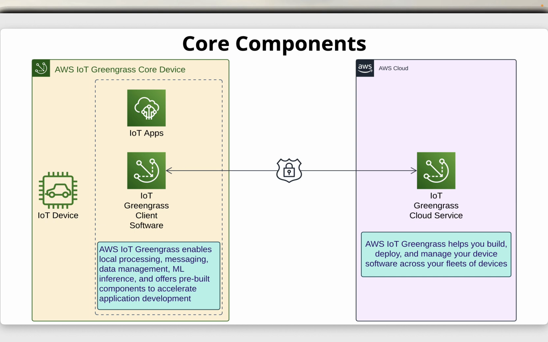So core components. So this is a very high level overview. I'll be covering it in detail in the next few slides. On the left you have an IoT Greengrass core device. The IoT device will have IoT apps, then IoT Greengrass client software, and AWS IoT Greengrass enables local processing, messaging, data management, ML inference, and offers pre-built components to accelerate application development. On the right you have the AWS Cloud and the service which interacts with the device, the IoT Greengrass cloud service. And AWS IoT Greengrass helps you build, deploy and manage your device software across your fleets of devices.